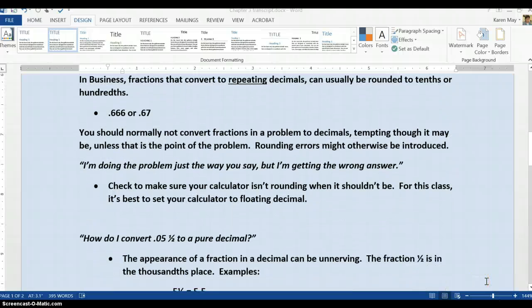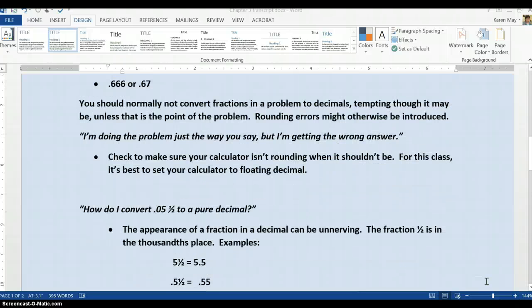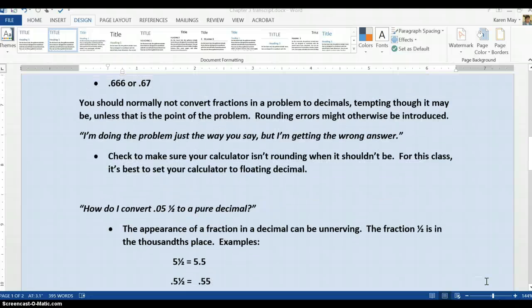In business, fractions that convert to repeating decimals can usually be rounded to tenths or hundredths. But again, be sure that you don't do this until the final answer. You should normally not convert fractions in a problem to decimals, although tempting it may be, unless that is the point of the problem. Rounding errors might otherwise be introduced.